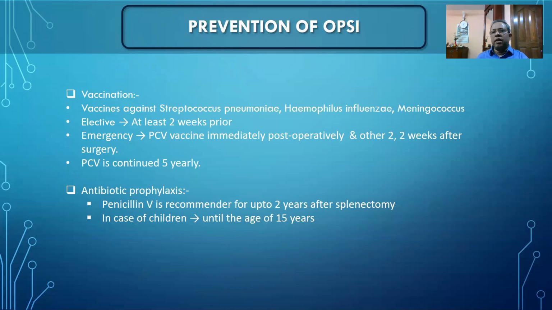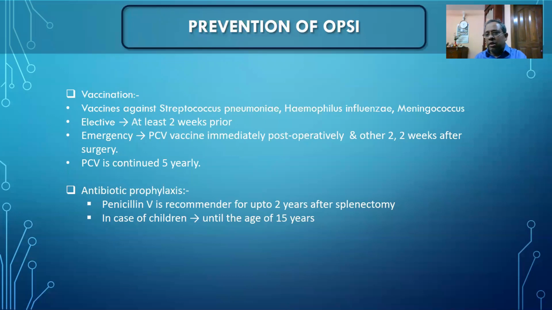Another important thing is, in case of children, always give it up to the age of 15 years. Because if a child of 14 years has a splenectomy, then up to 15 years is only 1 year, and that 1 year does not protect the child from further infection. For that reason, it needs at least 2 years, that means up to the age of 16 years. But in case of a 5-year-old child needing splenectomy, you can prescribe the antibiotics up to the age of 15 years, not for 2 years.